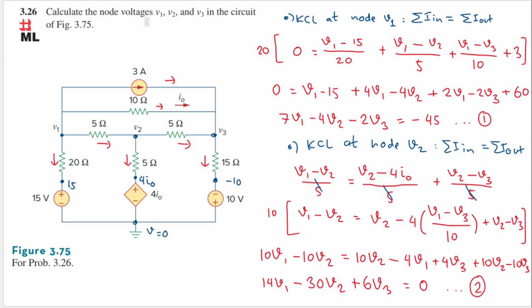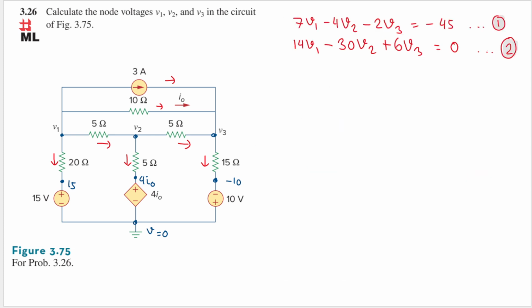So far we have 2 equations, but we have 3 variables. So we need one more equation to be able to solve it. Okay, let's clean up the board and do some KCL at V3. Now let's do KCL at V3, which is maybe the last KCL that we do from here.